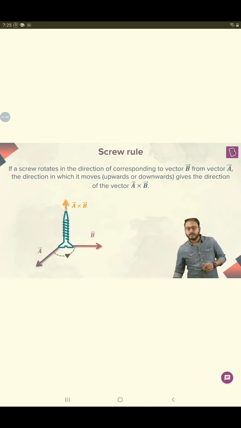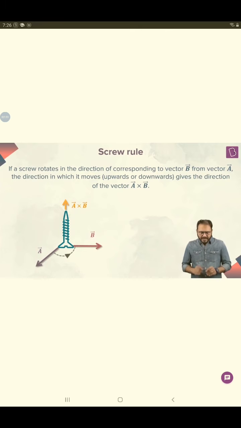So the screw rule is actually a convention in which the screw will go as I rotate. But sir, what are we rotating here? Mentally rotate your hand from one vector to the other, and again, the order is important. So if somebody has written A cross B, try to rotate from A to B. If I rotate from A to B, the direction of the screw will give you A cross B. Is that okay?